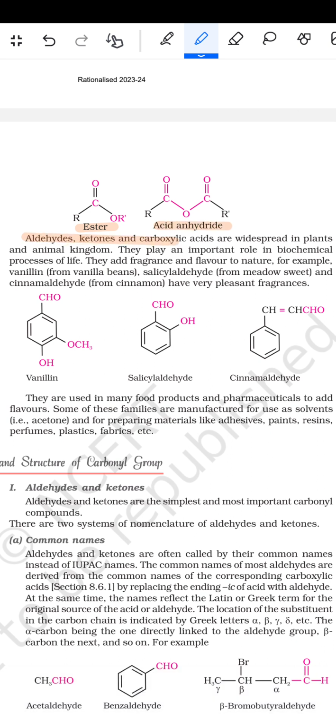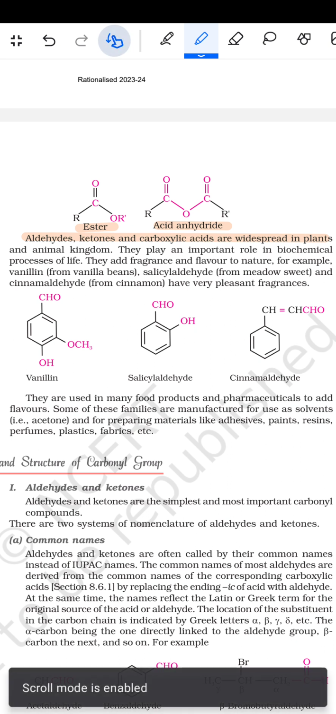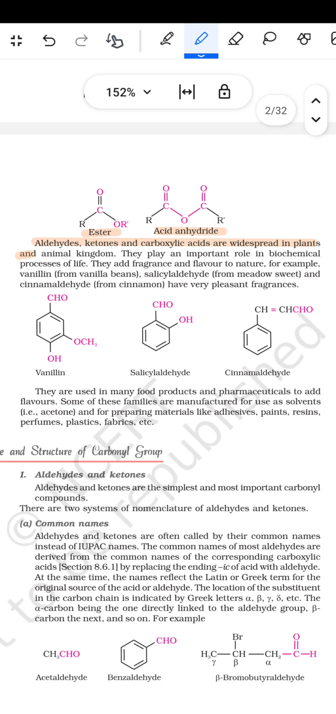Aldehydes, ketones and carboxylic acids are widespread in the plants and the animal kingdom. They play an important role in the biochemical processes of life. They add fragrance and flavor to nature. For example, vanillin from the vanilla beans, salicylaldehyde from the meadowsweet, and cinnamaldehyde from the cinnamon have very pleasant fragrances. So vanillin, then salicylaldehyde and cinnamaldehyde. They are used in many food products and pharmaceuticals to add flavor.